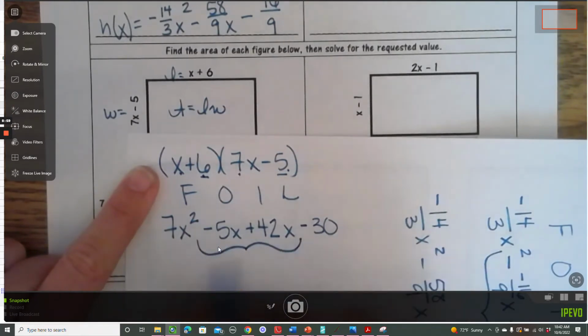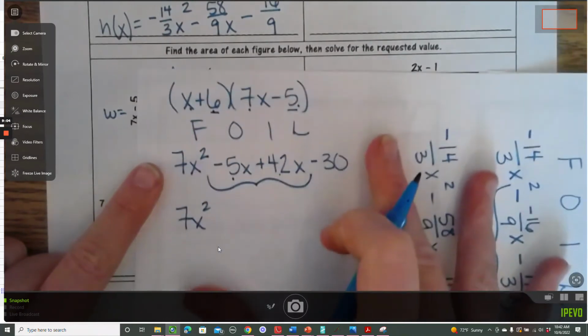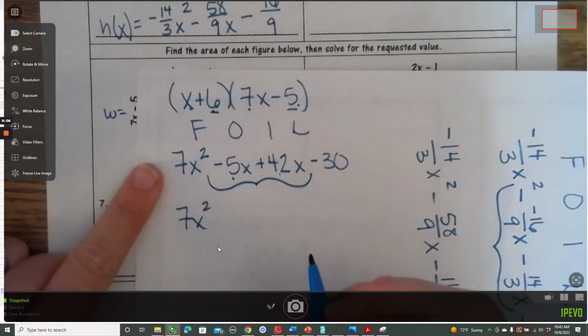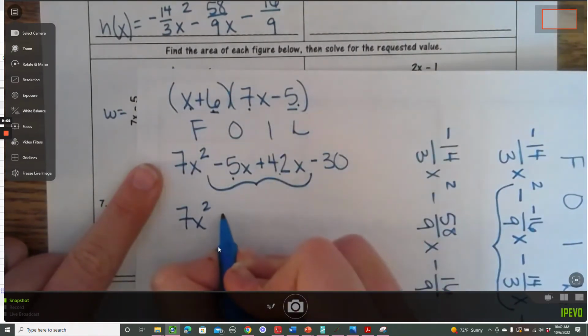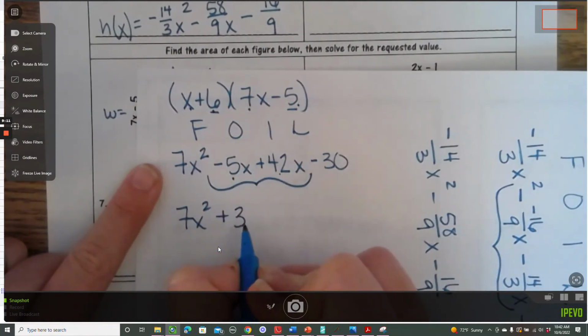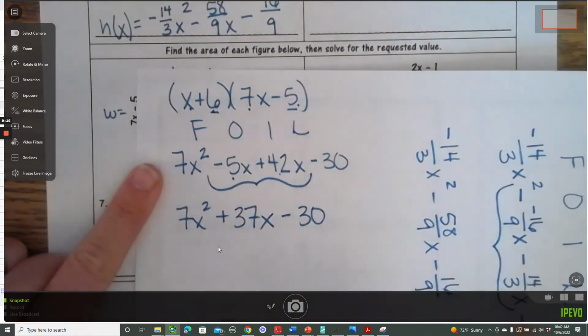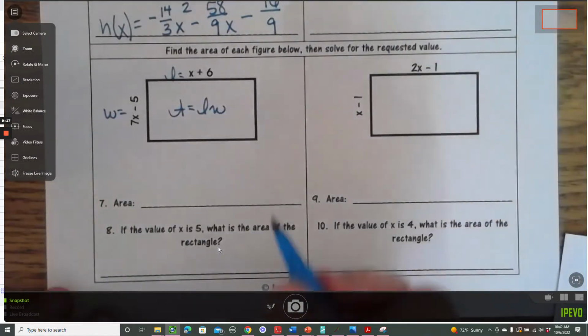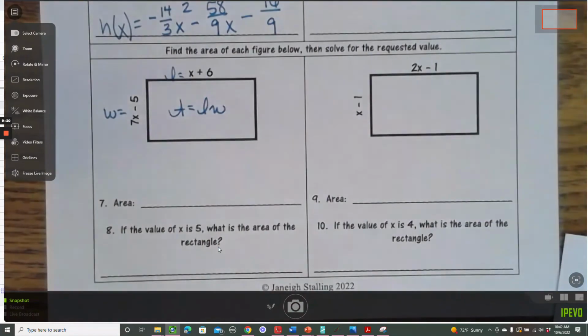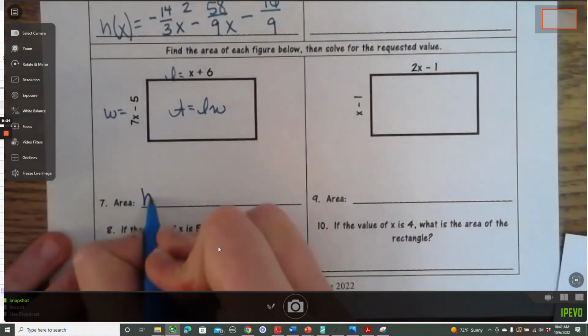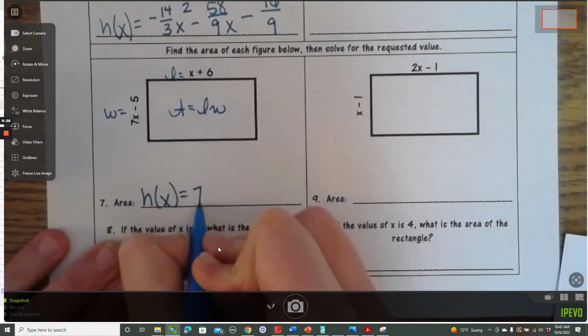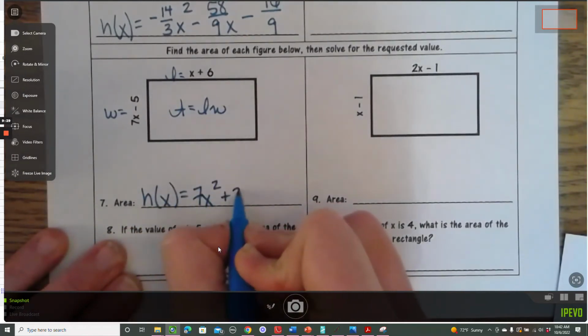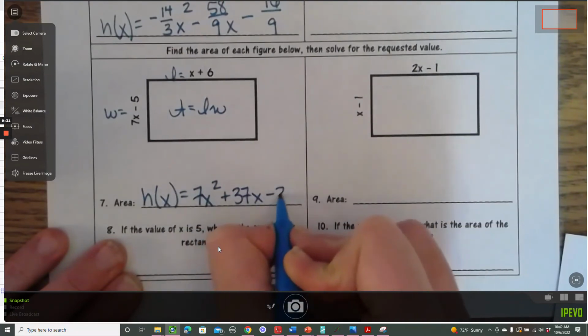Combine like terms. Negative 5 plus 42. 33? Is it? No, 37. Minus 30. So, I don't even know how I wrote that out. Did I do h of x? I did. h of x equals 7x squared plus 37x minus 30.